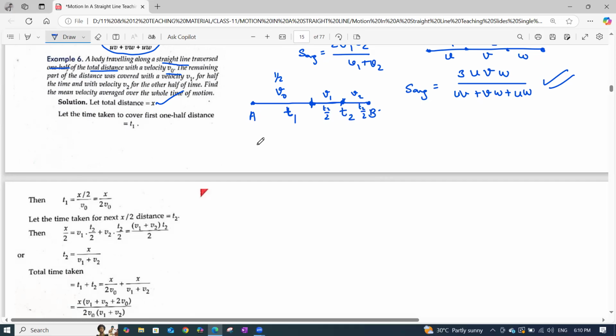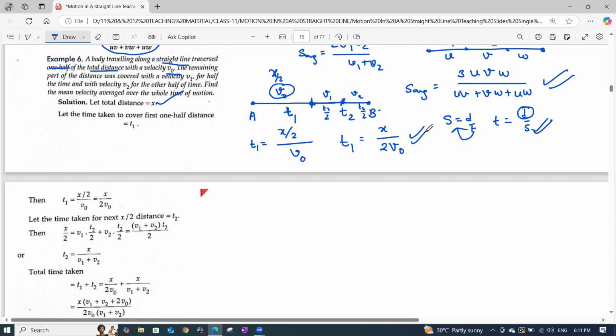Now, so what is T1? T1 value we know. We know speed is equal to distance by time. From this, time is equal to distance by speed. Now, what is the distance here? Half of the distance. Right. So let us consider total distance as x. Then half of the distance it becomes x by 2. Now in place of distance you can mention it as x by 2 by what is the speed of the body? It is V naught. So t1 is nothing but, set the 2 to denominator, it becomes x by 2 V naught.